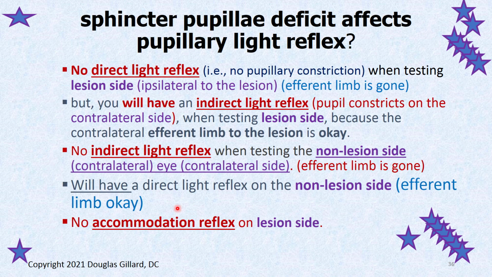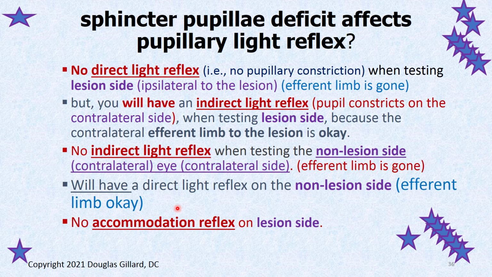All right, what else? Sphincter pupillae deficits affect the pupillary light reflex. So now we're going to get into this. Should be easy for you, right? The pupillary light reflex. So know this slide. So if you're cranial nerve free, let's say the left cranial nerve 3 is damaged. So you'll have no direct light reflex on the left, or you could say on the ipsilateral side will be out. You will have an indirect light reflex on the contralateral side. So when you shine the light in the left eye, the right eye will constrict. The pupil will constrict because there's nothing wrong with the fibers coming back. I'll show you what that looks like here in a second.